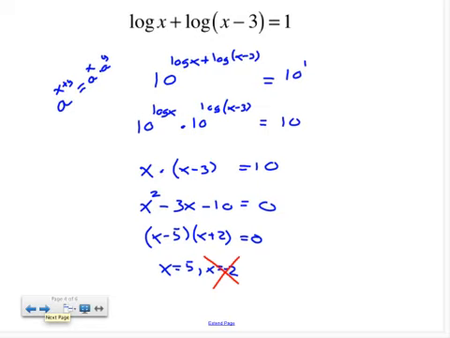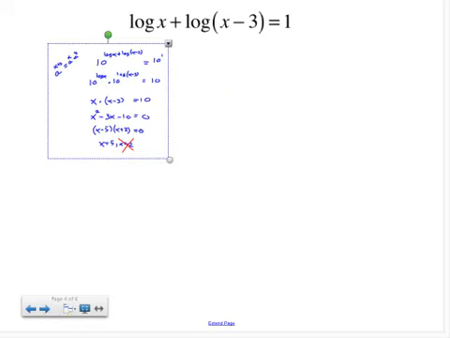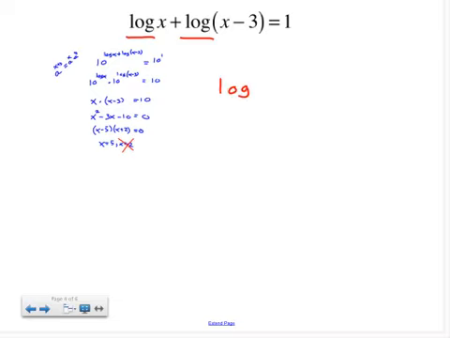All right, let me shrink all this down real quick. And let me show you maybe another way to do this that you may like better. From the beginning, instead of exponentiating first, I can combine these two logs into one log because I have a property that says the log of a product becomes the sum of logs, which means that a sum of logs becomes the log of a product. That would give me log of x times x minus 3 equals 1.